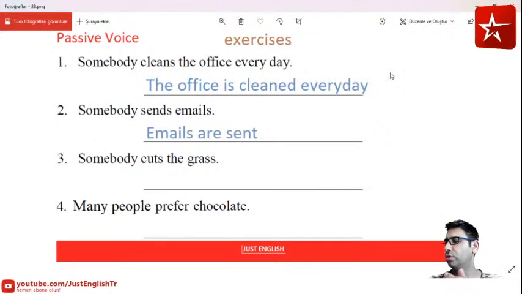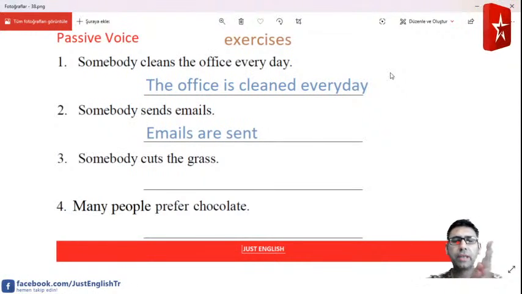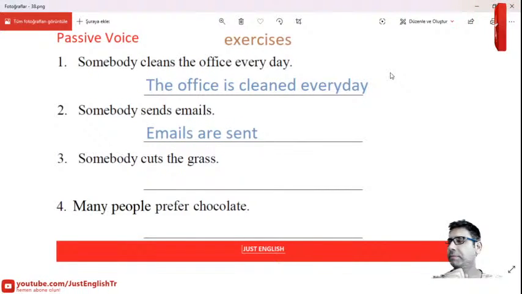Evet Adem, katılıyorum. Listening yapmak çok önemli. Hele ki o yaşlarda daha iyi. Send göndermek, ikinci hali sent, üçüncü hali de sent. Değil mi?